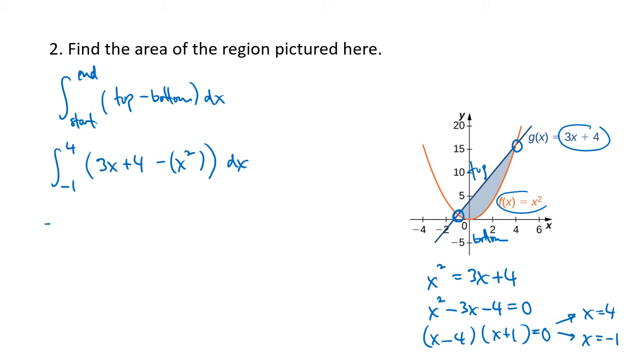Now we're ready to integrate. Antiderivative of 3x is 3/2 x squared, antiderivative of 4 is 4x, and antiderivative of x squared is 1/3 x cubed. And then we're going to plug in 4 and plug in negative 1 and subtract. In this case, when we do that, we end up with 125 over 6, and so that's the value of this area that we're looking for.